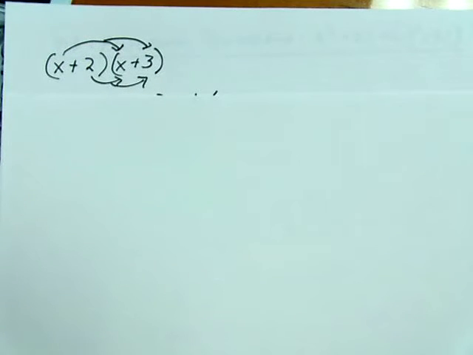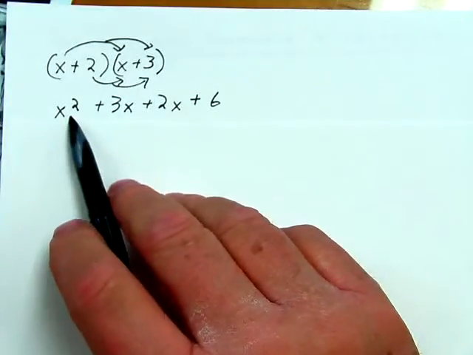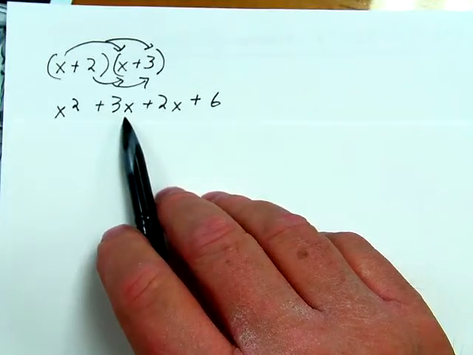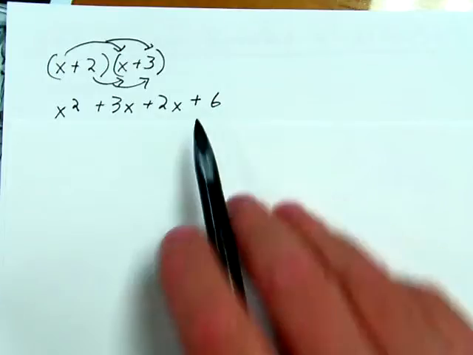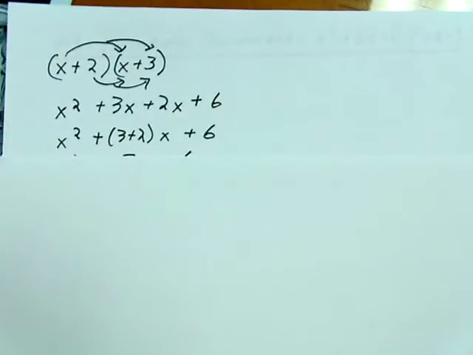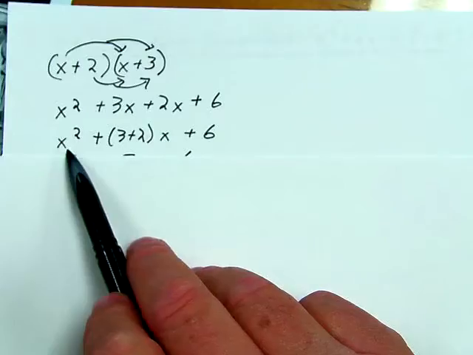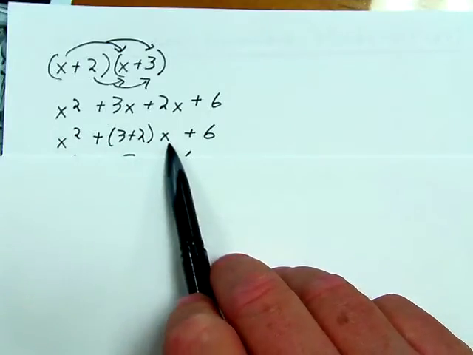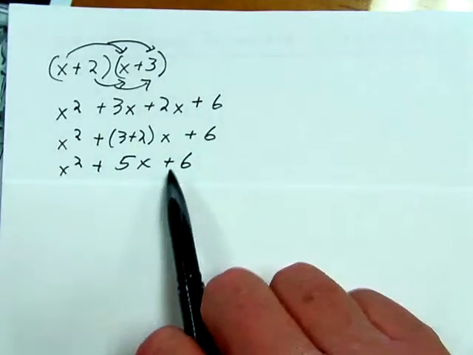Let's say I have x plus 2 times x plus 3. I use my arrows and I multiply it out, and I get x squared from the first terms. The outer terms are 3x, the inner terms are 2x, and the last term is 6. I notice that the x's are like terms, so I combine them: 3x plus 2x, which gives me x squared plus 5x plus 6.